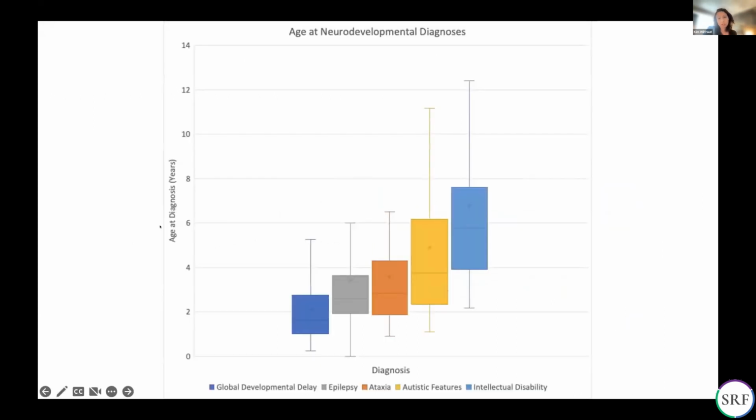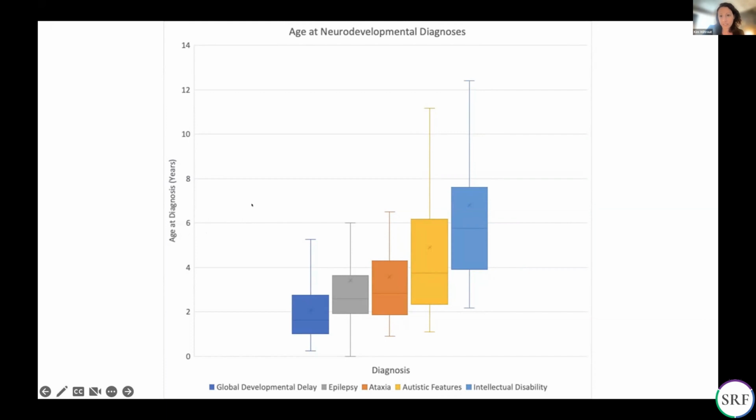And then from this data set, you can also get a sense of the timing or the onset of these conditions, or the timing of when the diagnoses are made, and get a story of what occurs in those with SYNGAP1-related disorder. So first, there is a diagnosis made of global developmental delay in the infancy period with a median between 1 and 2 years. This is followed then by a diagnosis of epilepsy with that median around 2 years.